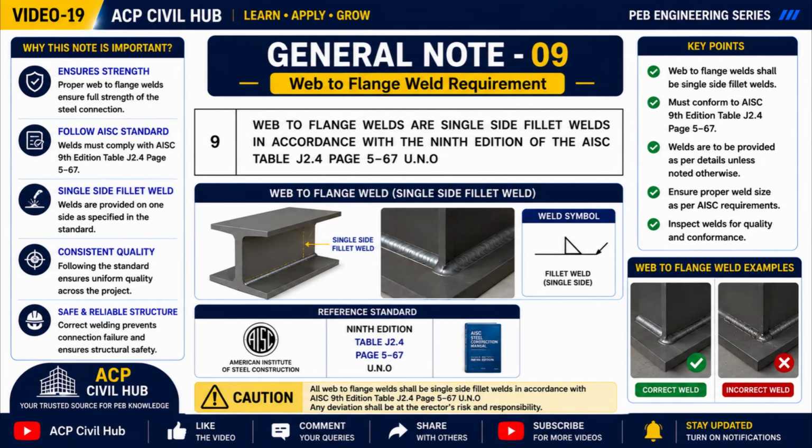Incorrect welds, insufficient weld length, or poor workmanship can reduce the load-carrying capacity of the member and may lead to structural problems during service. Therefore, fabricators must follow the approved shop drawings, use qualified welding procedures, and inspect every weld to ensure compliance with the AISC standard before the member is dispatched to site.